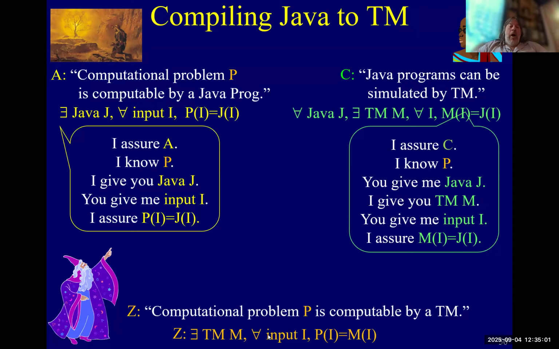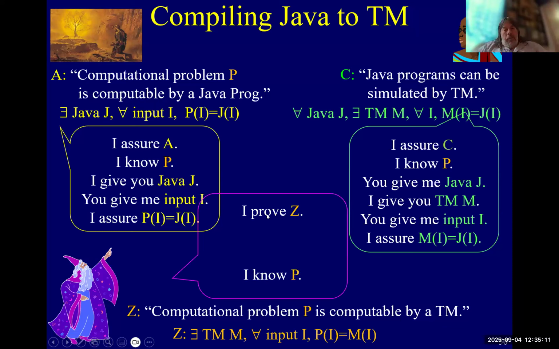So now what do I want to prove? I want to prove the problem P is computable by a Turing machine, right? How do I do that? I have to prove Z, right? We all know problem P because it's a free variable. And how do I prove that there exists a Turing machine? Well, I prove there exists a Turing machine by constructing a Turing machine, right?